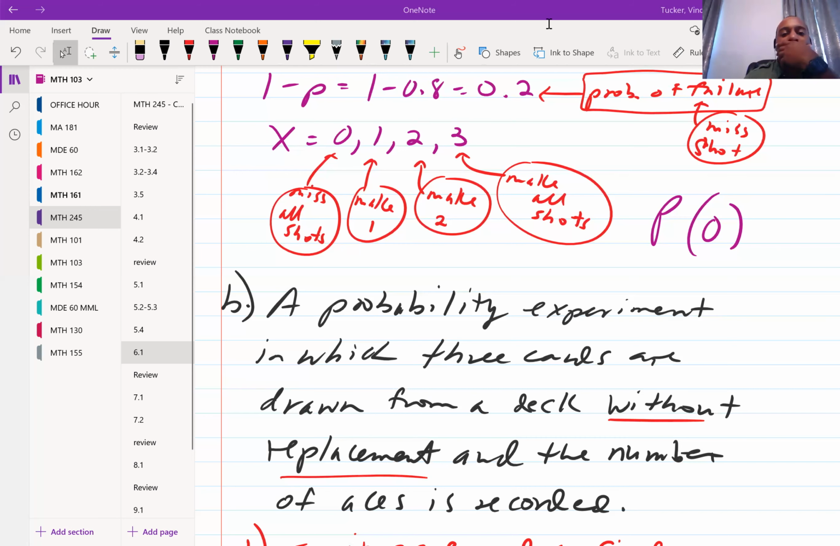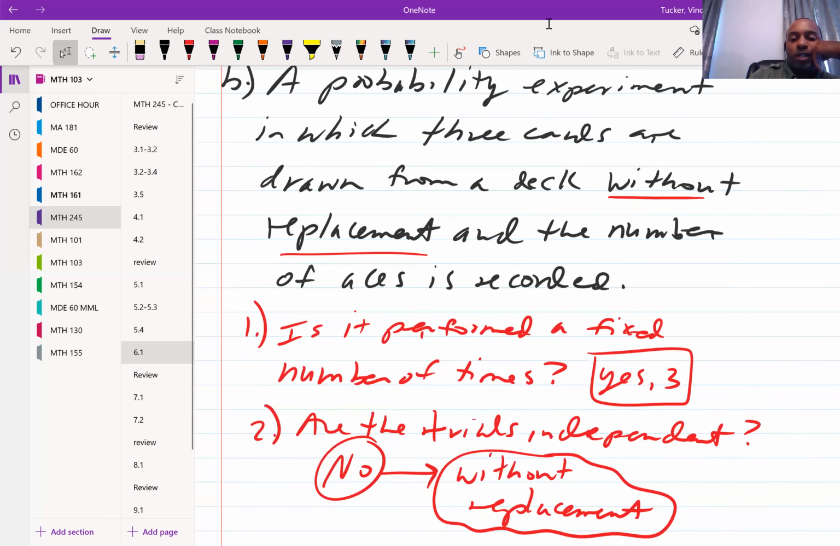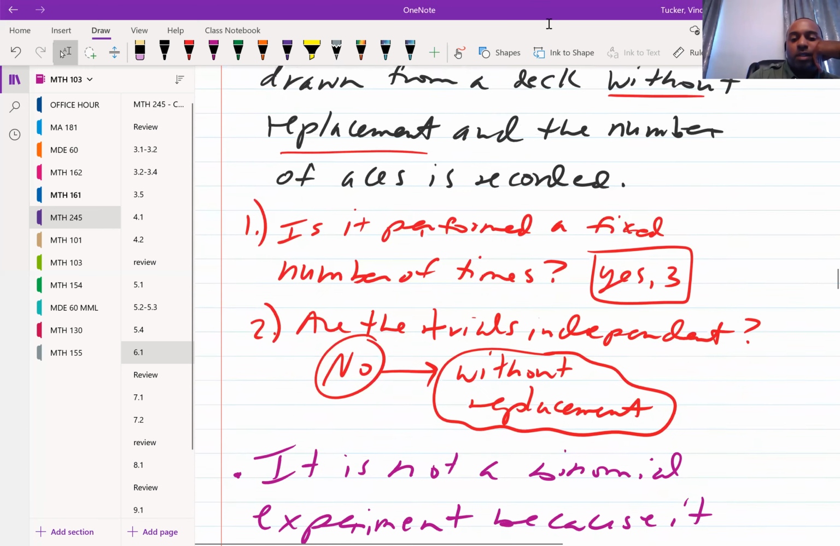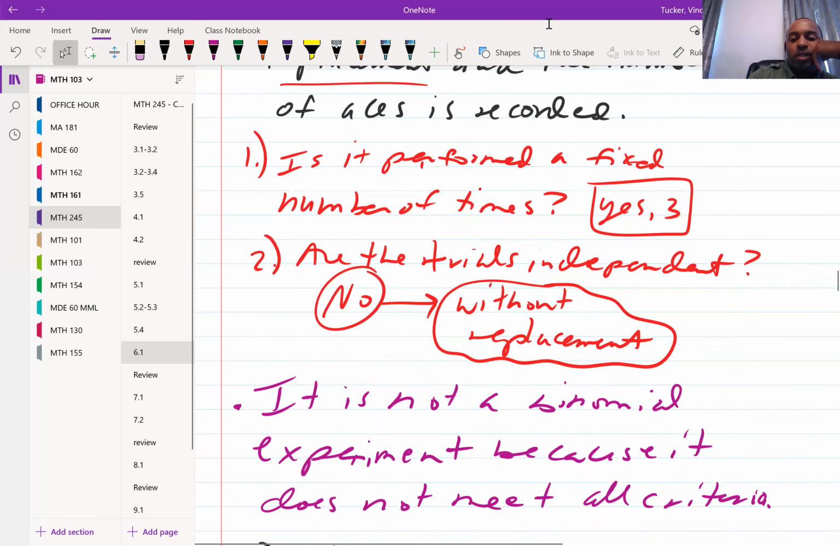The number will be 52, and you still have the same number of cards, the same type of cards that you're dealing with. But because it says without replacement, the trials are not independent. And so it's not a binomial experiment because it does not meet all criteria.